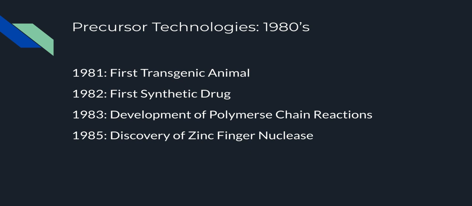Second would be in 1982 with the first synthetic drug. This is also going to be a big breakthrough. A company in the biotech game for over 40 years, Genentech scientist Dennis Clyde helped put the world's first genetically engineered drug, insulin, on the market for humans. So insulin had been used to treat patients suffering from diabetes, but now it was synthetic and easier to use.